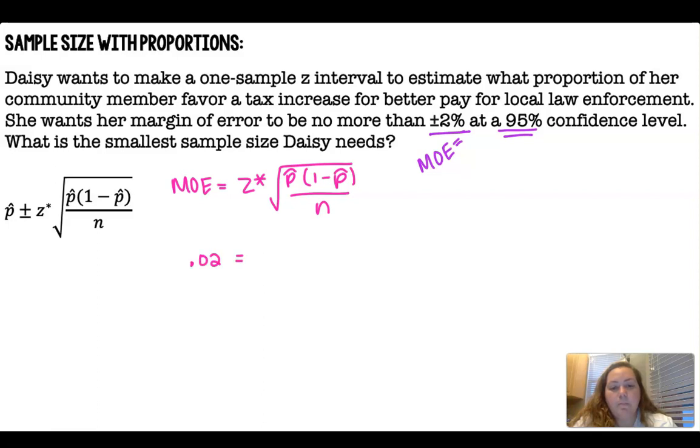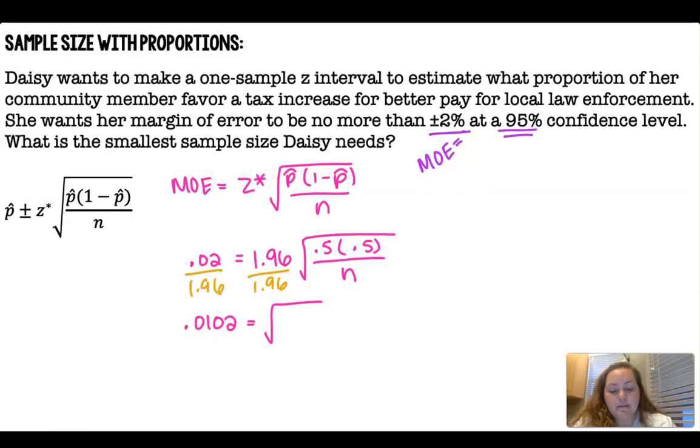Margin of error is 2%, so 0.02. Z star for 95% is 1.96. The square root of p hat, I'm going to use 0.5 because they didn't give me a sample proportion. 1 minus p hat would also be 0.5, over n. I do not know n, that's what I'm trying to solve for. So now I'm going to do algebra. I'm going to divide both sides by 1.96. That gives me 0.0102, and this is still the square root of 0.5 times 0.5, which is 0.25, over n.